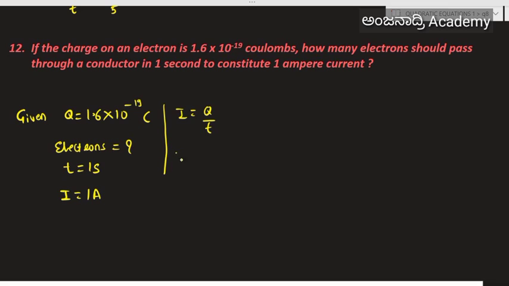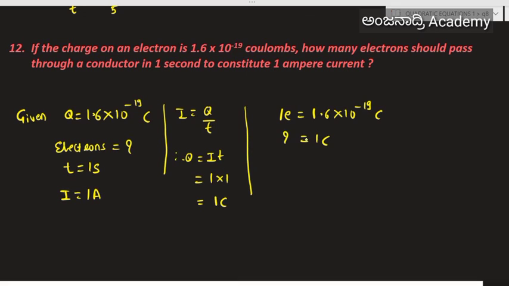Therefore Q is equal to what? I into T. I is how much here? 1, and time is how much here? 1. Therefore it becomes 1 coulomb. Already you know that 1 electron is giving 1.6 into 10 raised to minus 19 coulomb. And for 1 coulomb, how many electrons are there? I am taking it as an x. We know this by the unitary method.